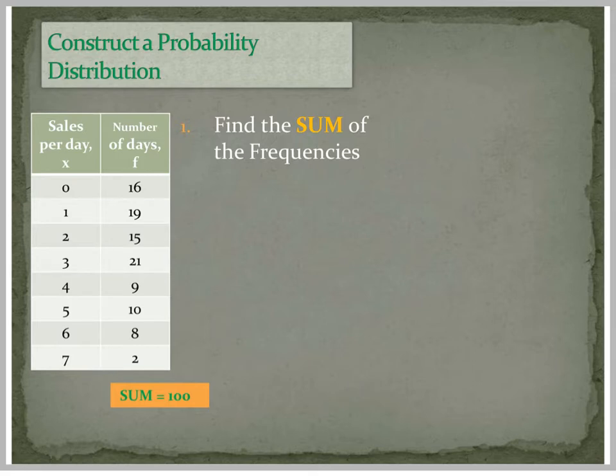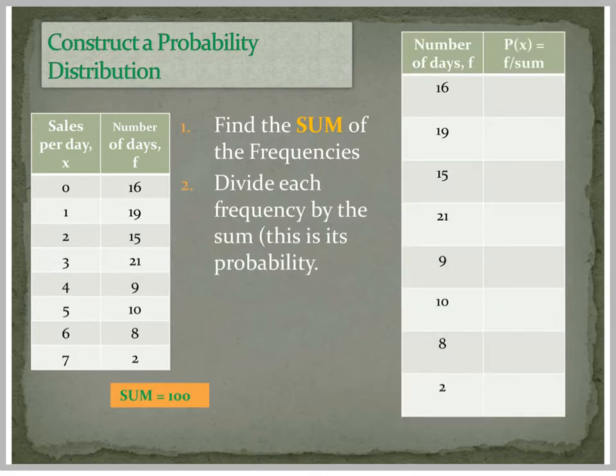So to find the sum of the frequencies, we add up the number of days in our F column here. We add all that up, and it equals 100, which it should equal 100 because we were told in our problem it was the probationary period of the first 100 days. So that's our first step in constructing a probability distribution. The second step is to calculate that probability.